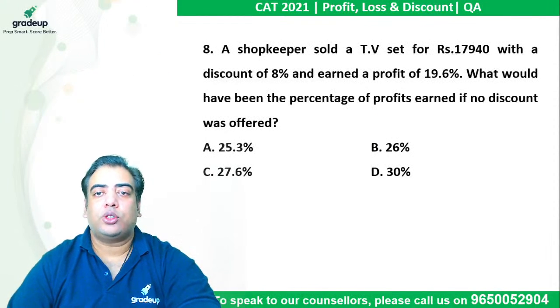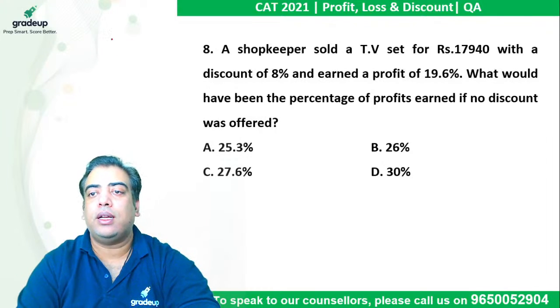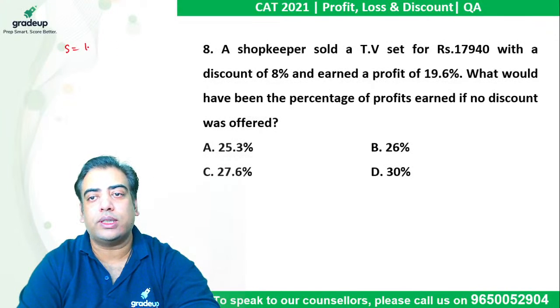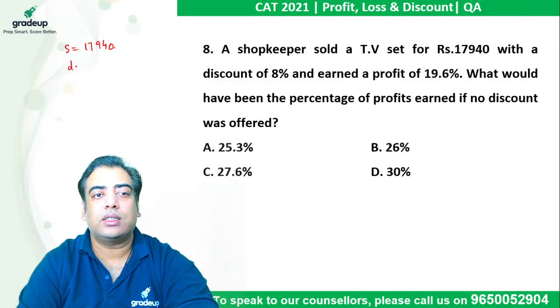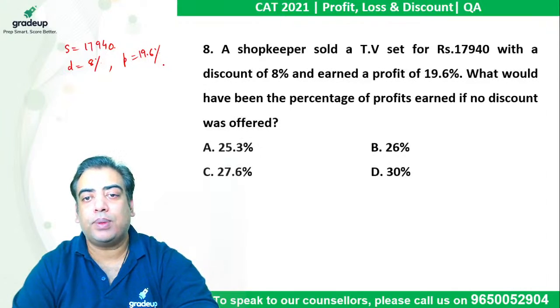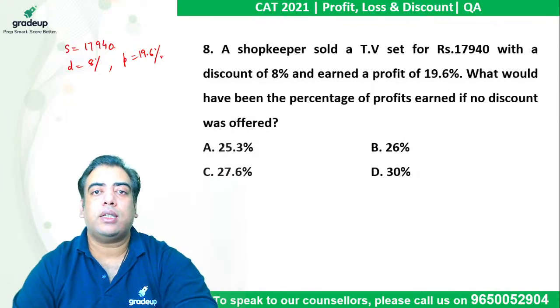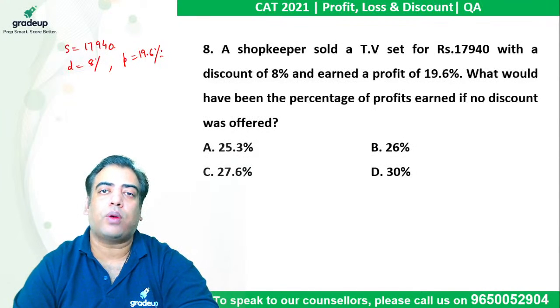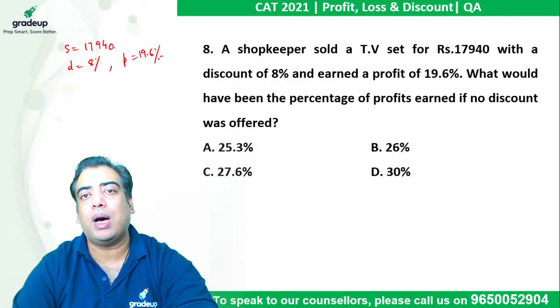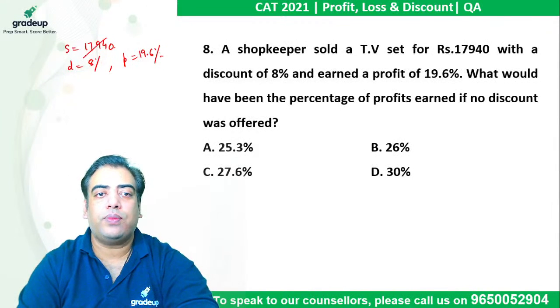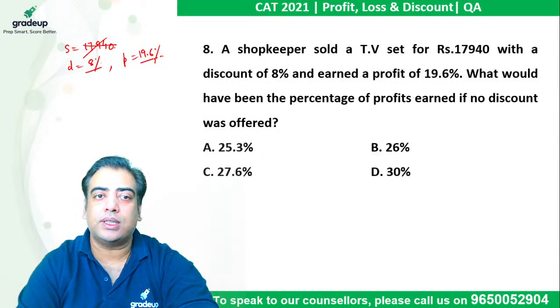In question 8, it says a shopkeeper sold a TV set for rupee 17,940. So the selling price is given to me, 17,940, with a discount of 8% and earned a profit of 19.6%. What would have been the percentage of profit earned if no discount was offered? In any case, if discount is not offered, then your profit percentage is always equivalent to the markup percentage. Now this value is nowhere required. We just need to deal with these two values to find the markup percentage.